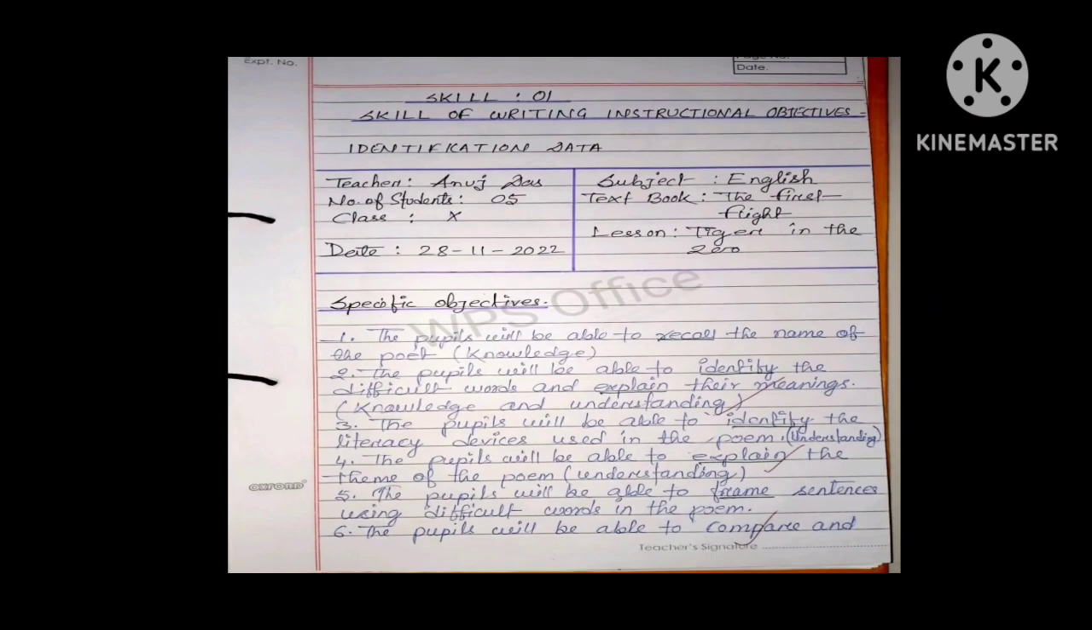So moving further, we can first see that this is the first skill, skill number 1, which is the skill of writing instructional objectives. So we must write the identification data. That means the name of the teacher, name of the students, which class we are planning to write these instructional objectives for, date as well as subject, name of the textbook lesson. The structures may vary from college to college or institute to institute.